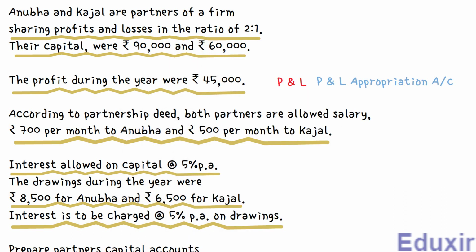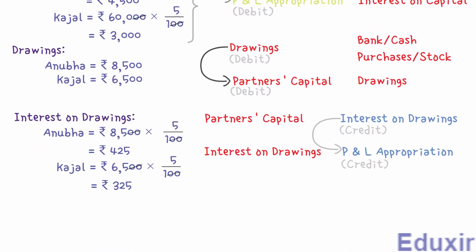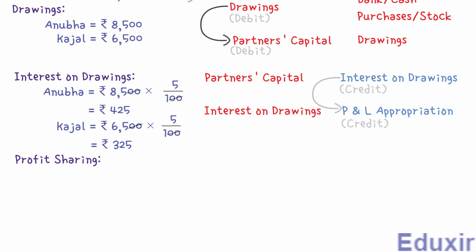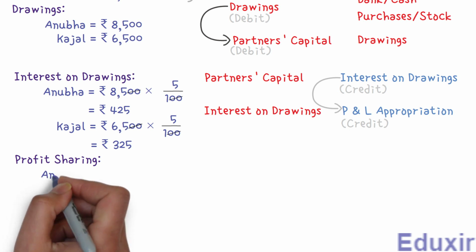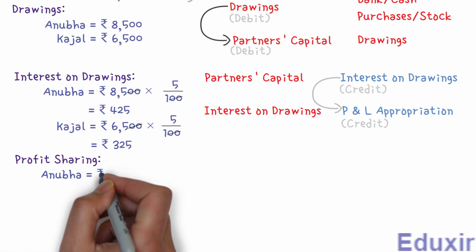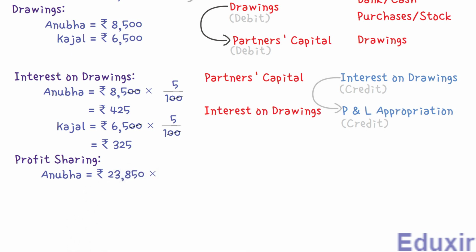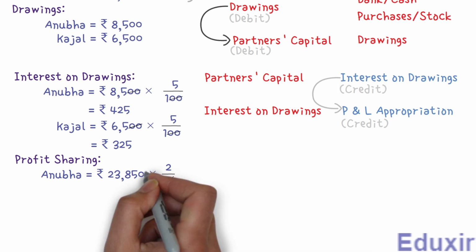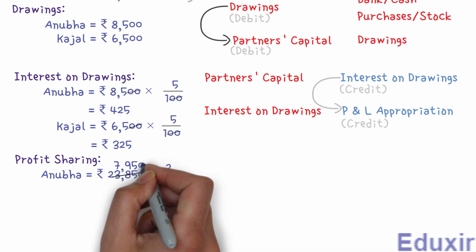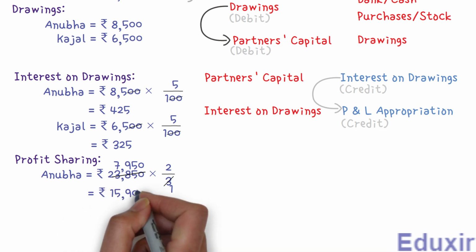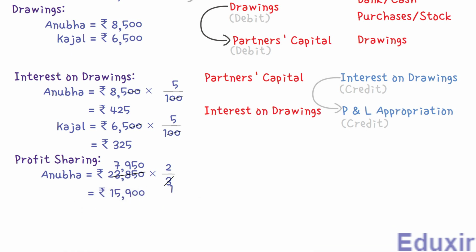So, let's distribute the profits in this ratio. Let's first write the header profit sharing in the working notes section. Now, the share of profit for the partner Anubha will be equal to the total profit of 23,850 rupees multiplied with her profit sharing ratio of 2/3. Cancelling with 3, 3 ones are 3, 7,950s are. If we multiply these 7,950 and 2, we get 15,900 rupees, which is the profit share of the partner Anubha.